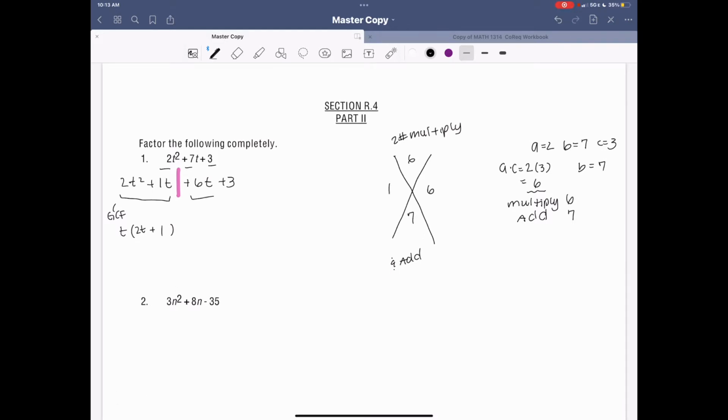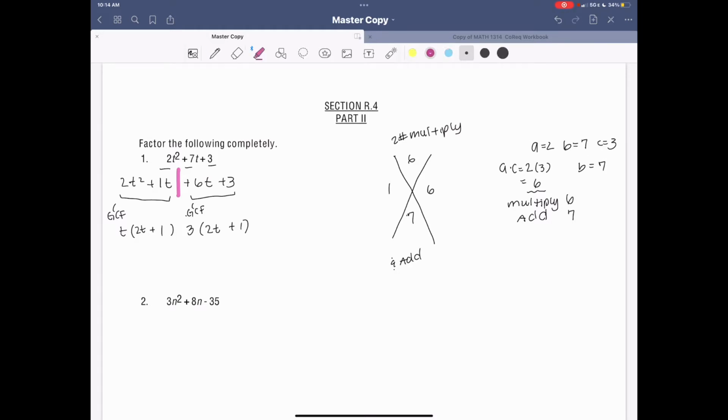And then in the second half, I need to find another GCF. In this case, it's going to be 3. So 6t divided by 3 is 2t. And 3 divided by 3 is a positive 1.